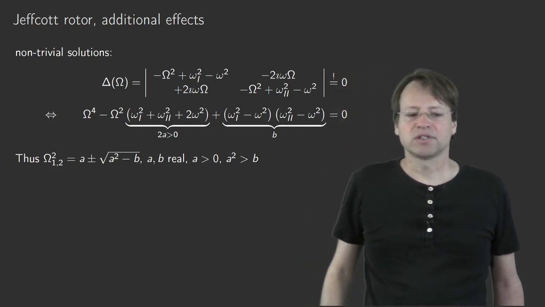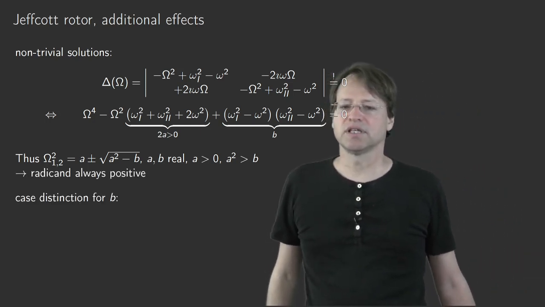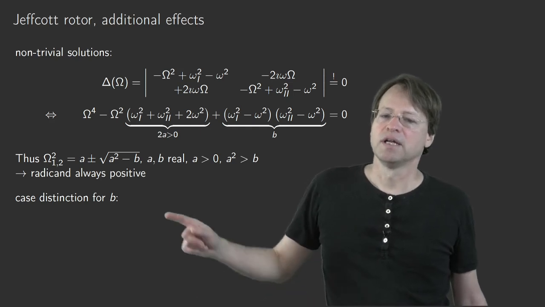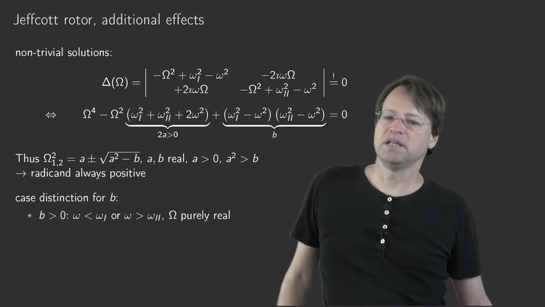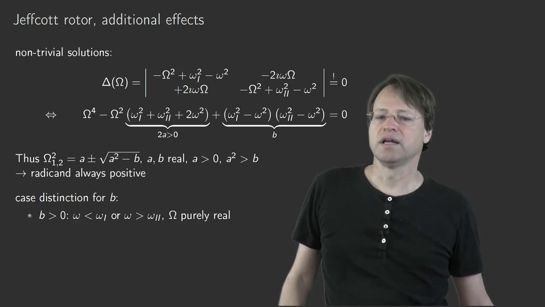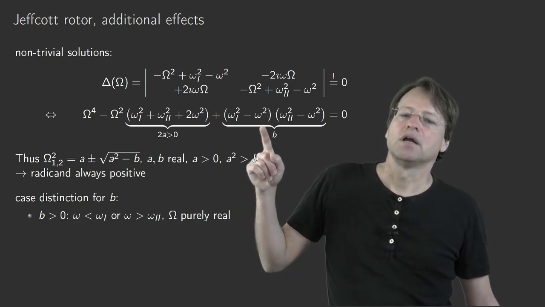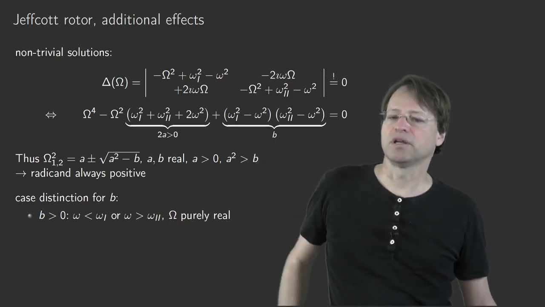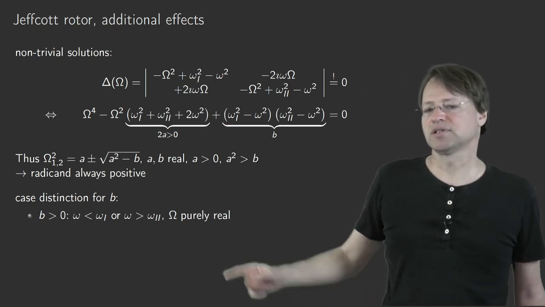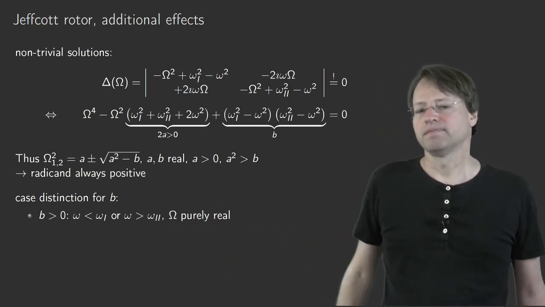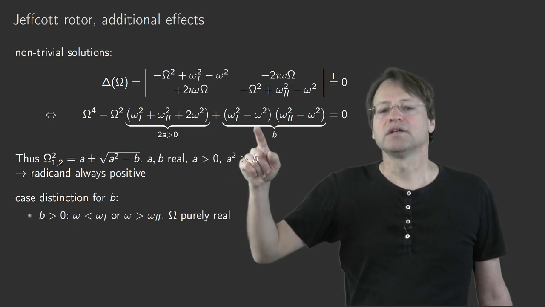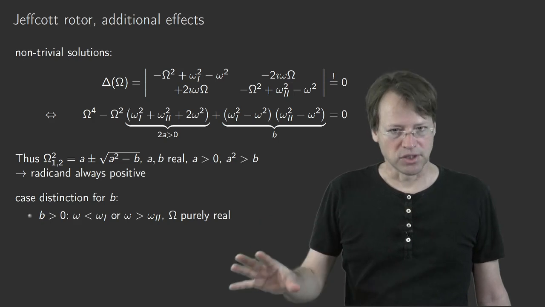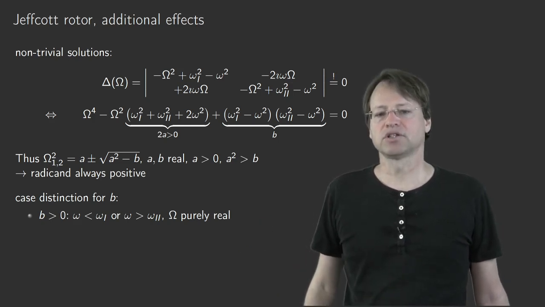So how can we translate this result? First we state that the radicand must always be positive. We have a case distinction for b. If b is larger than 0, everything is okay. And this translates to the fact that omega is less than, let's take omega 1 as being the lowest natural frequency, and omega 2 the higher natural frequency. So omega, your rotational speed, is lower than the first critical speed. So it's really in the subcritical range.